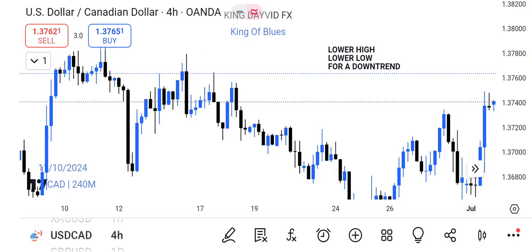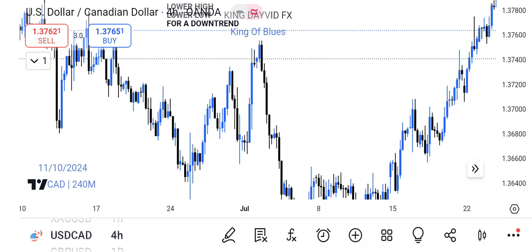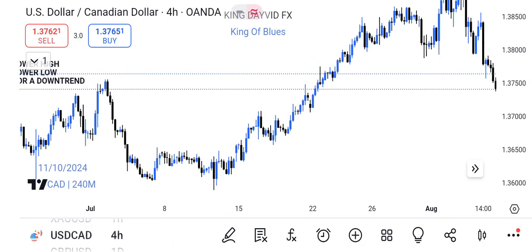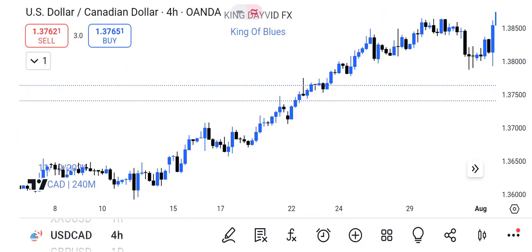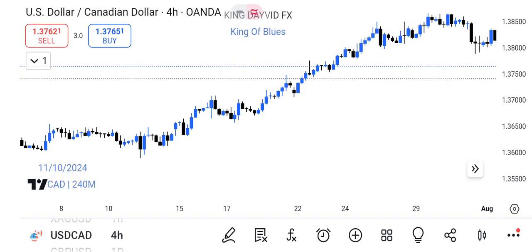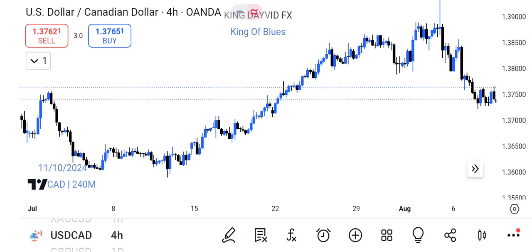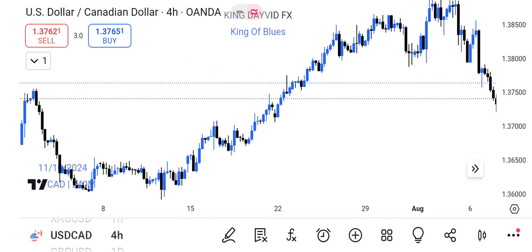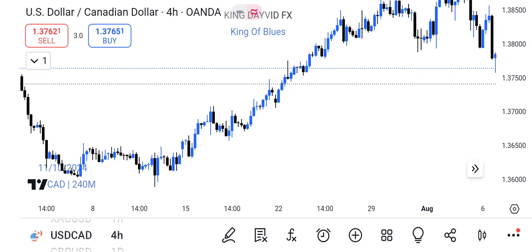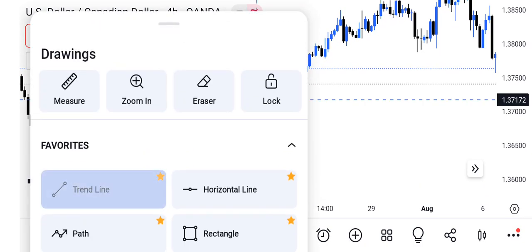Right now, let's go to a scenario of an uptrend. This is perfect, just the opposite of the downtrend. If you're a smart learner, you should know already what we are about to do. So let's quickly mark that out as well.